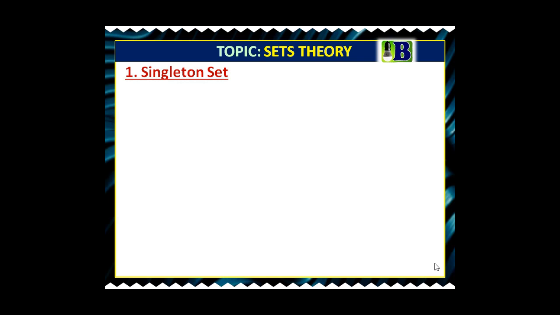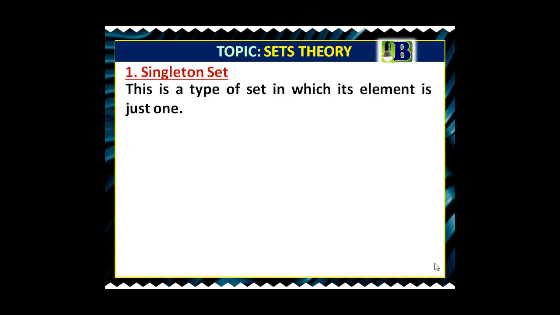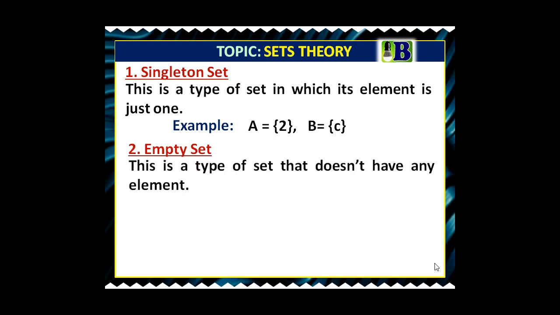Then what is a singleton set? A singleton set is a type of set in which the number of elements is 1. Anytime a set has just one element, it is called a singleton set. So let's use an example to demonstrate it so that you can understand it. Set A is equal to {2}. Then set B is equal to {c}. If you look at set A and set B very well, you see that each comprises just one element. So that is the reason why it is called a singleton set.